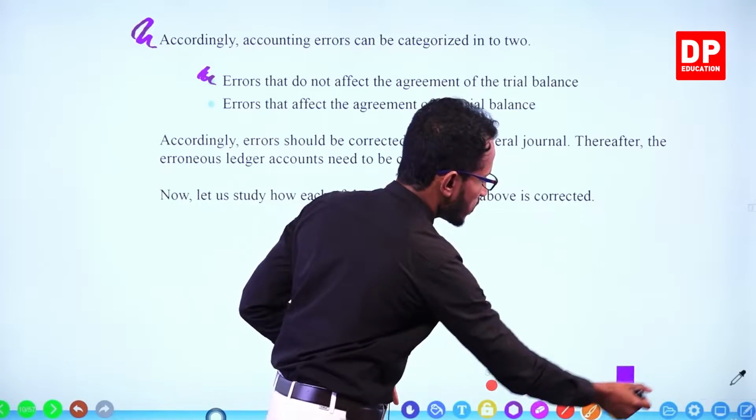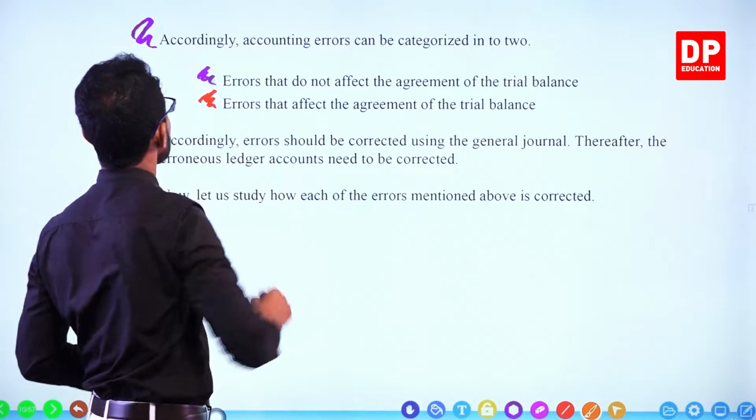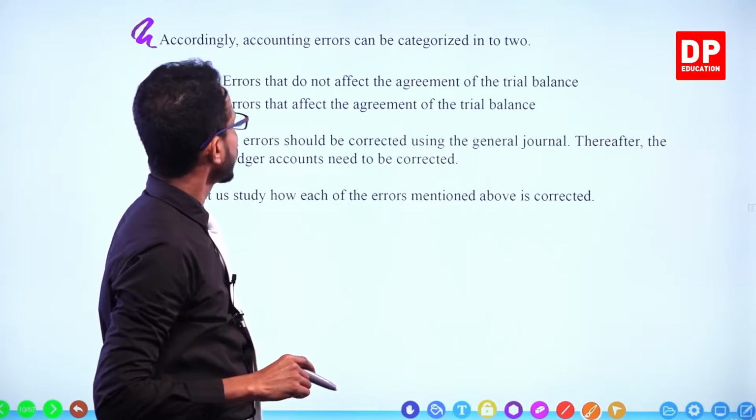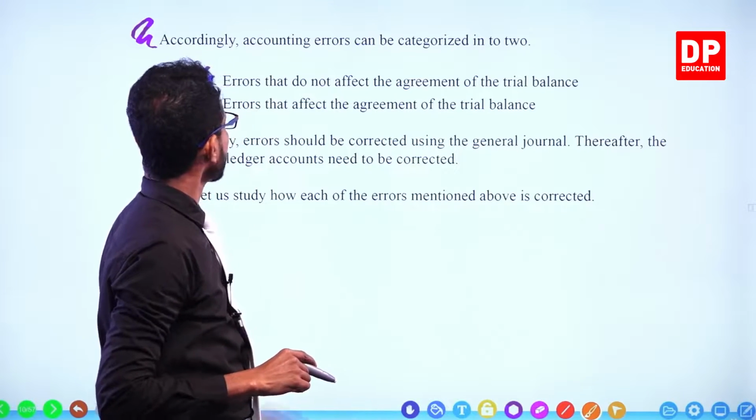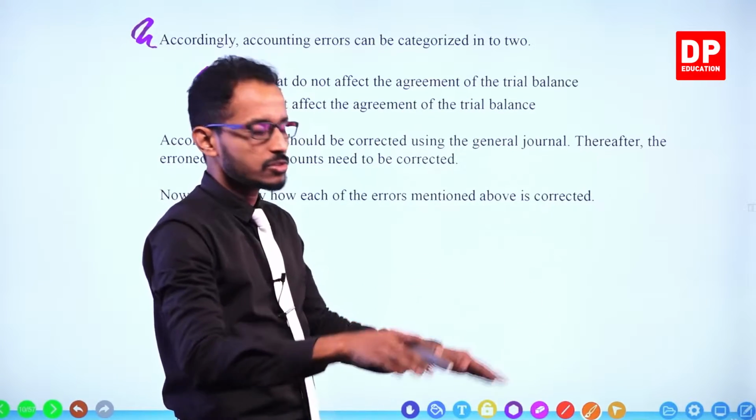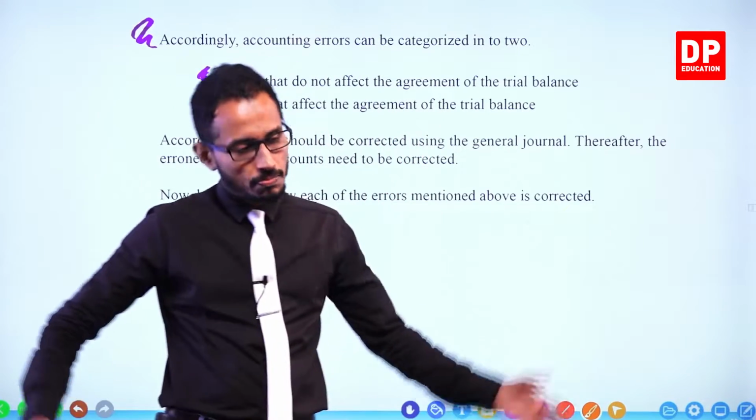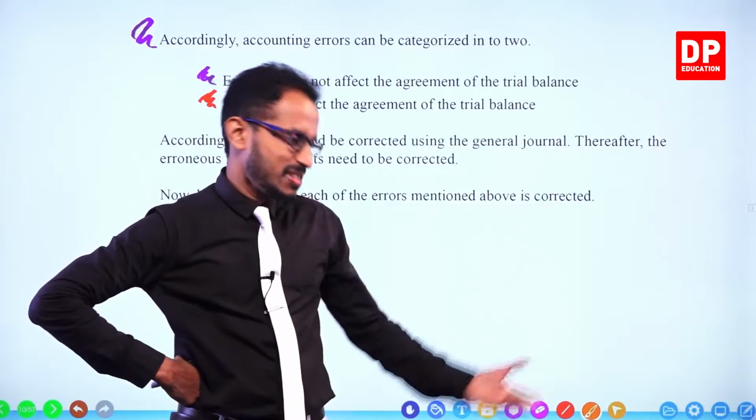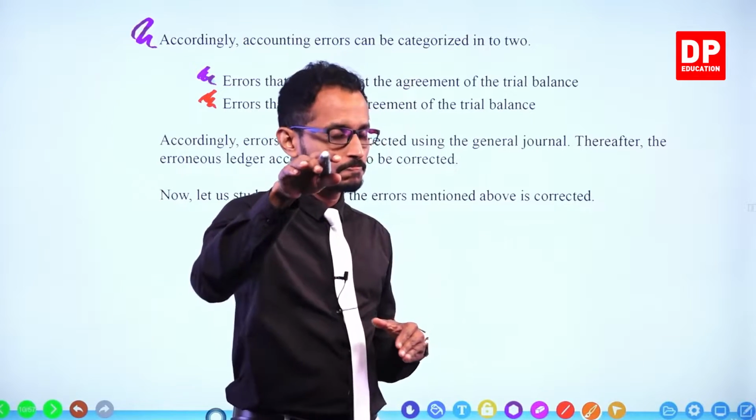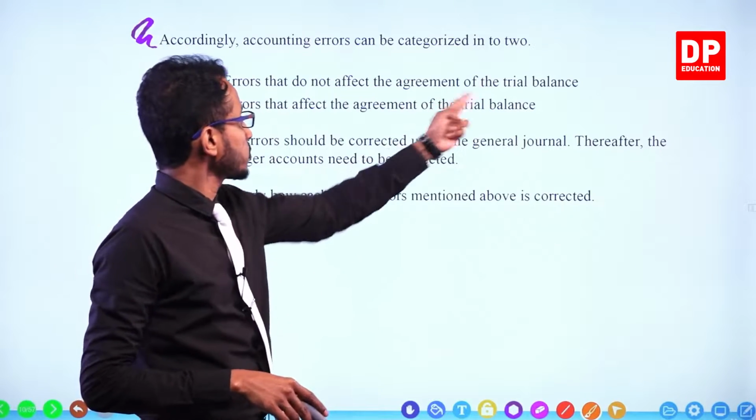Then we have the second type of errors that affect the agreement of trial balance. These errors affect the agreement of trial balance, which means the trial balance actually doesn't balance. Then it's easy to identify: it's not balancing, that means there must be errors. Yeah, that is the second type. So these two types we must correct.